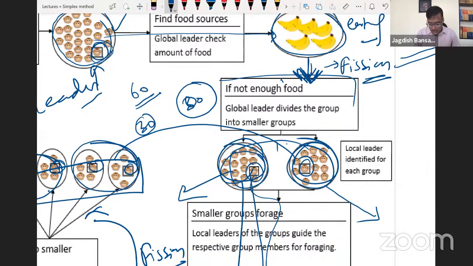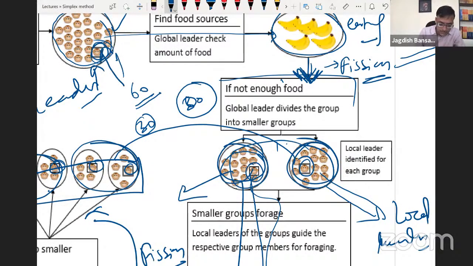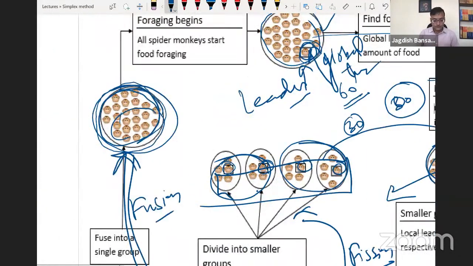And now, since there are many groups, not a single group, there are many leaders. So this time we call them the local leaders. And this leader is called the global leader. We call that the global leader, right? So now there are two types of leader, global leader and local leaders. The best in a single group, overall best, is the global leader.